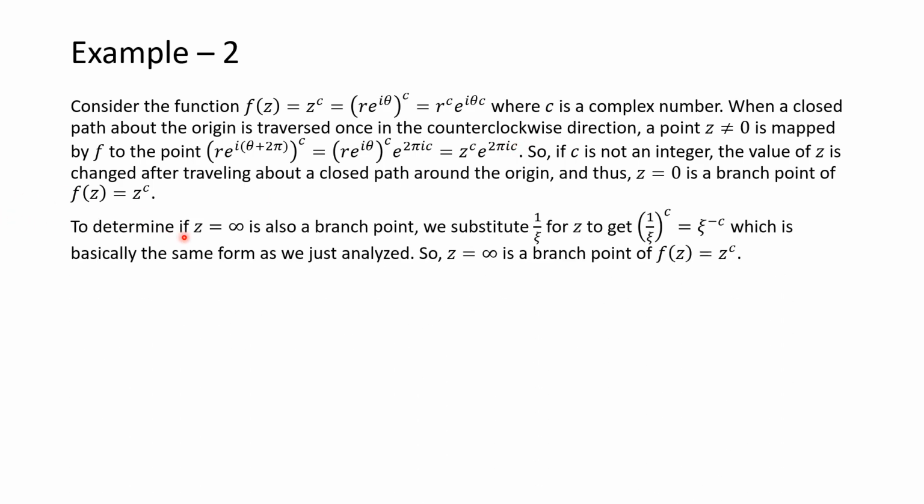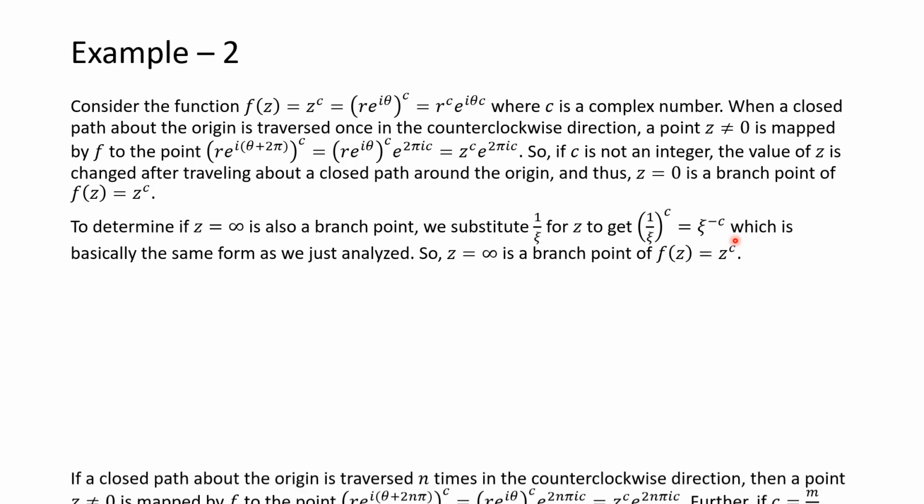We could also check to see if z equals infinity is a branch point. We use the same technique here. We put in 1 over the Greek letter zeta, and we get e to the minus c, which is basically the same form. You can think of minus c as a different constant. And so z equals infinity is a branch point of our function z to the c. Again, that's assuming that c is not an integer.